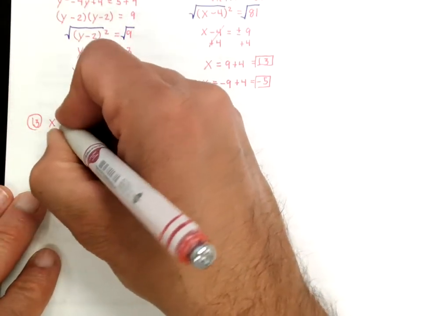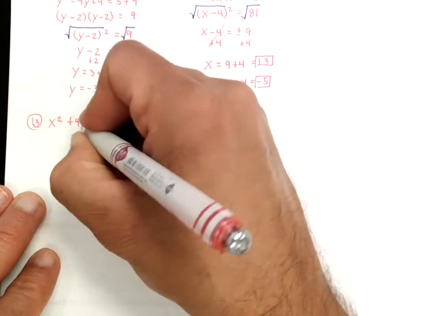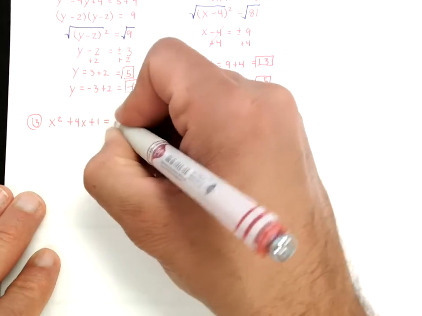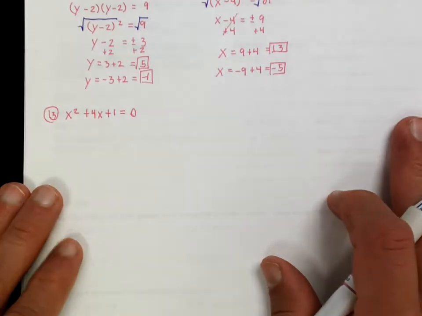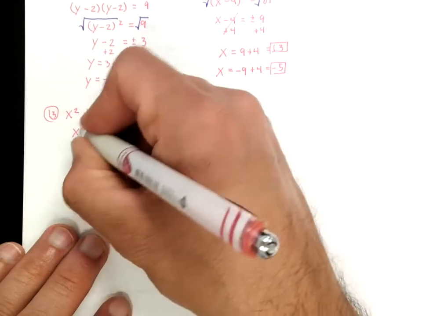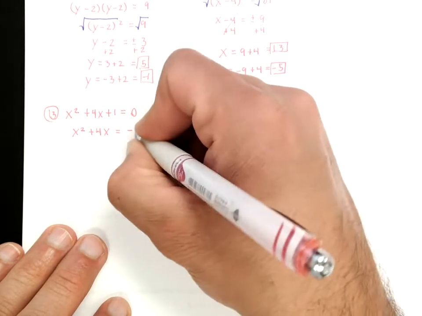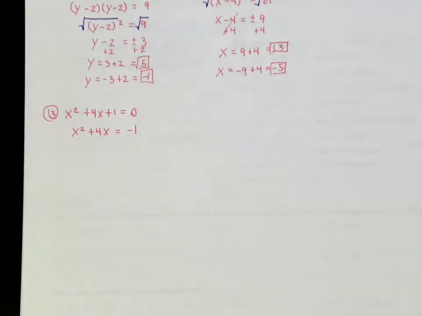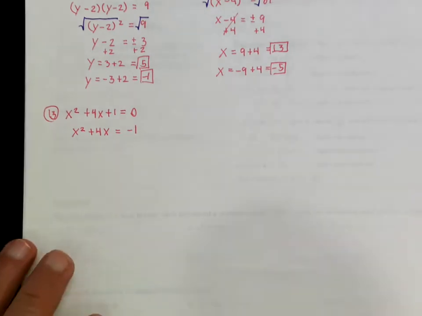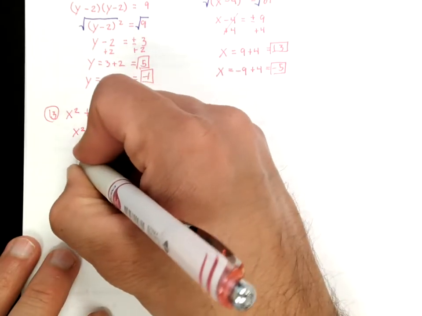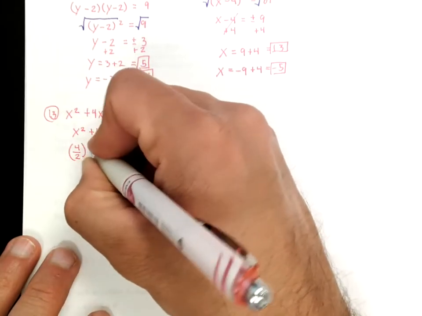I have an x squared plus 4x plus 1. So really the method is not going to change. It's just going to have a slightly different answer. Alright, subtract the 1. So I'm going to start off by subtracting the 1 from each side. And then now I am going to do the completing the square method.